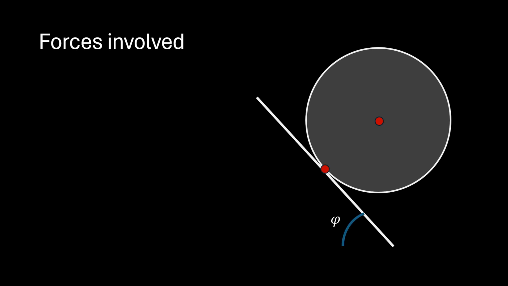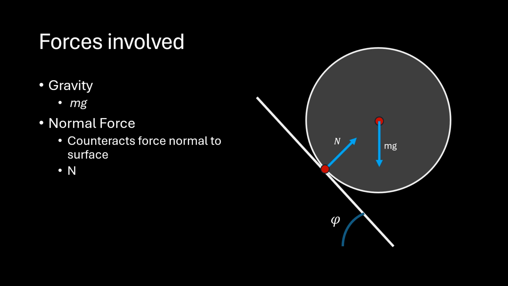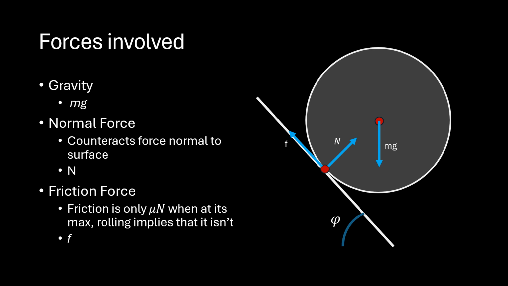Now, let's consider the forces involved in a cylinder rolling down an inclined plane. First, gravity is acting straight down on the center of mass. It is at the magnitude mg. Next, the normal force counteracts the force normal to the surface, which is represented here as N. Friction is a little tricky because the typical formula mu times N is only applicable when friction is at its max. If friction was at its max, then unless conditions are absolutely perfect, the cylinder would be slipping. Rolling implies that there is no slipping, so friction is for now just F.